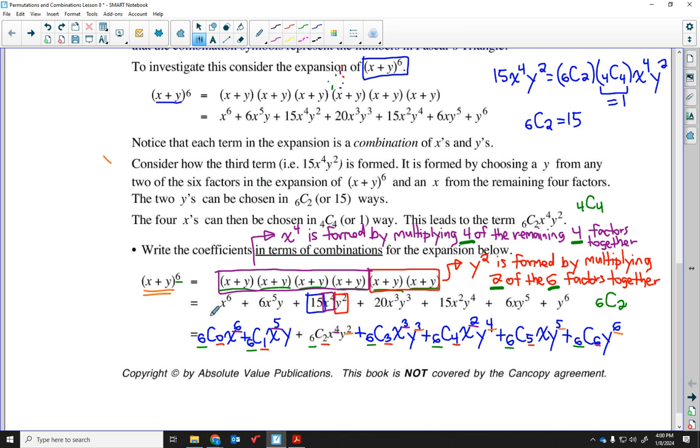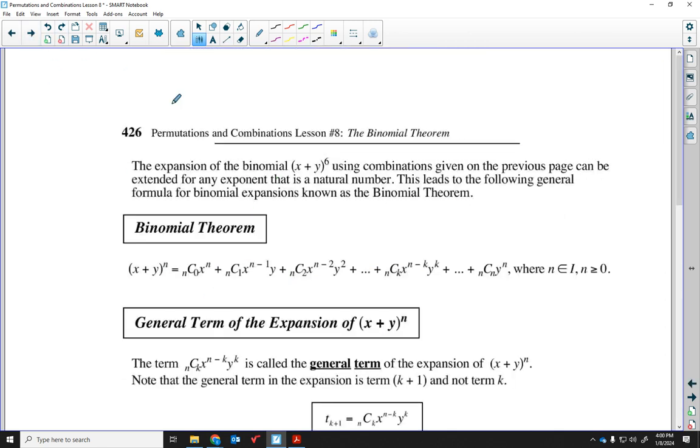Otherwise, we're going to have to make some adjustments if the first term in the binomial is not x and the second term is not y, like how we're going to have to account for that, but I'll come to that a bit later in the lesson. So let's go to the next page here.